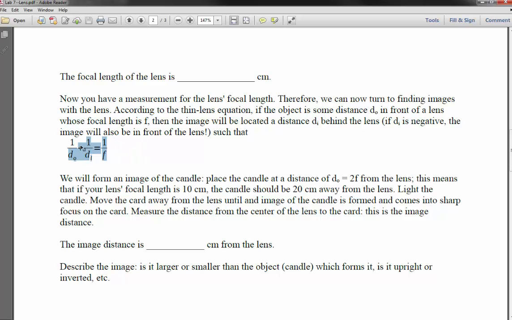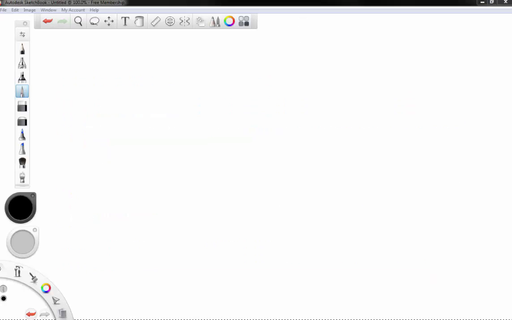So the thin lens equation basically says if you know the object distance, the distance between the lens and the object, and the image distance, the distance between the lens and the image, then you can get the focal length. Really, if you know any 2 of these 3 variables, you can get the third one. So let's look at another simple example of that, just to be sure we're on the same page.